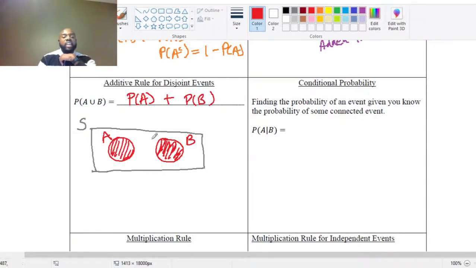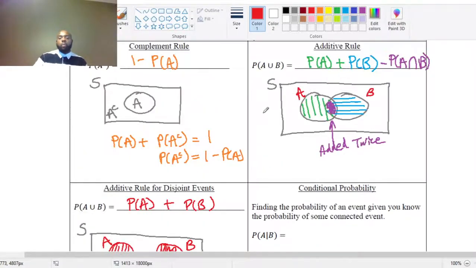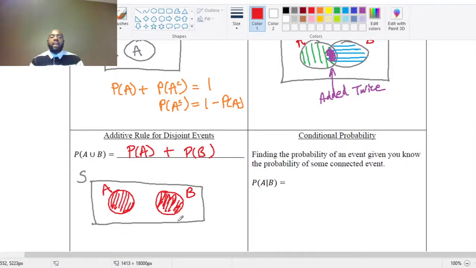And that is it. There is no intersection. The probability of A intersect B is 0. And so we don't have this term right here because there is no overlap, and we don't have to worry about that when the two events are disjoint.